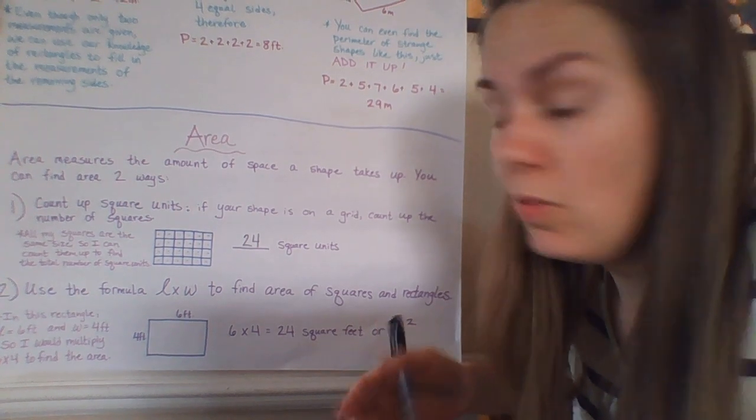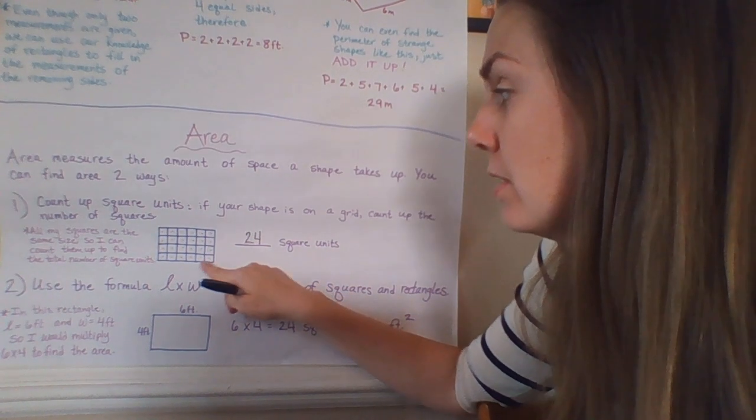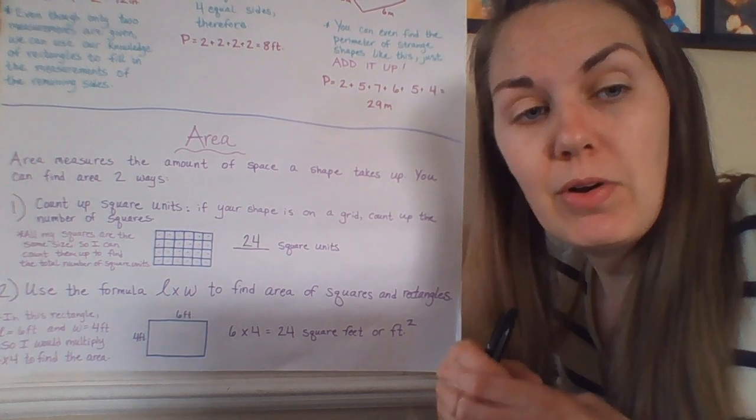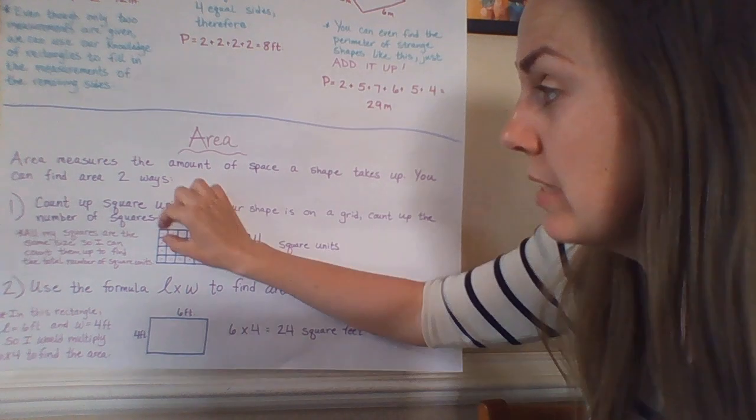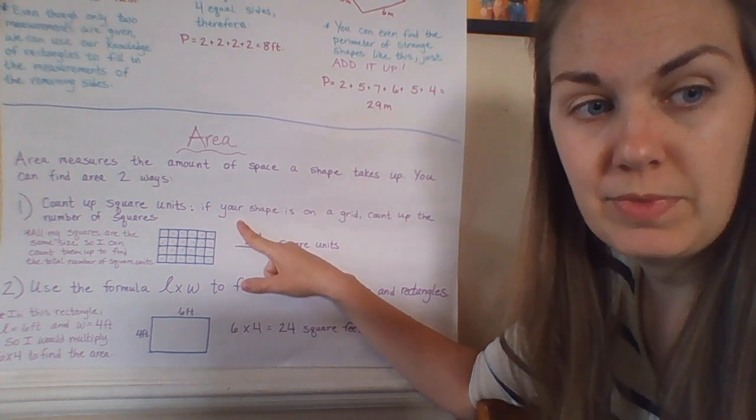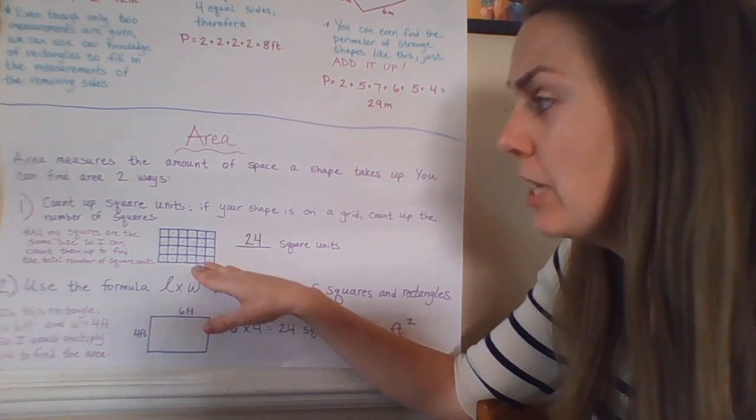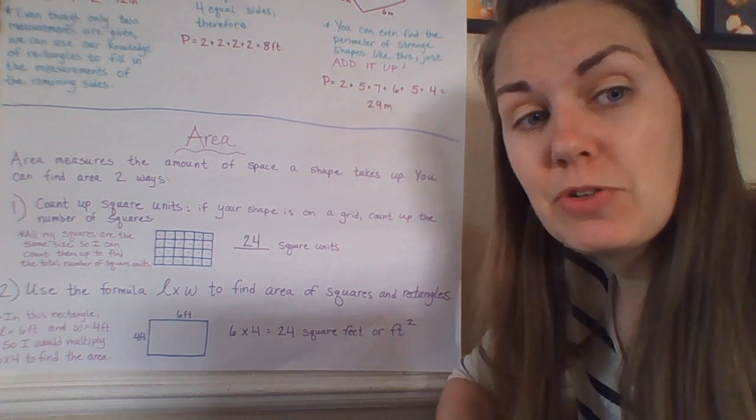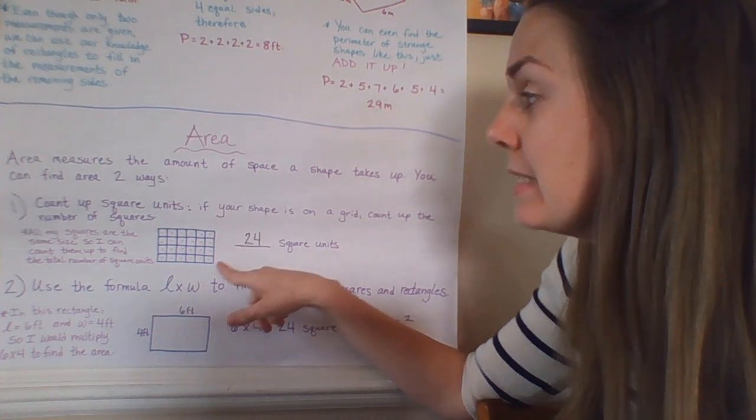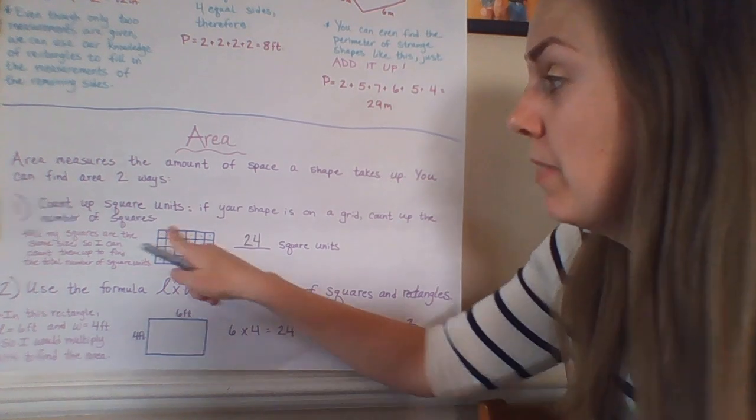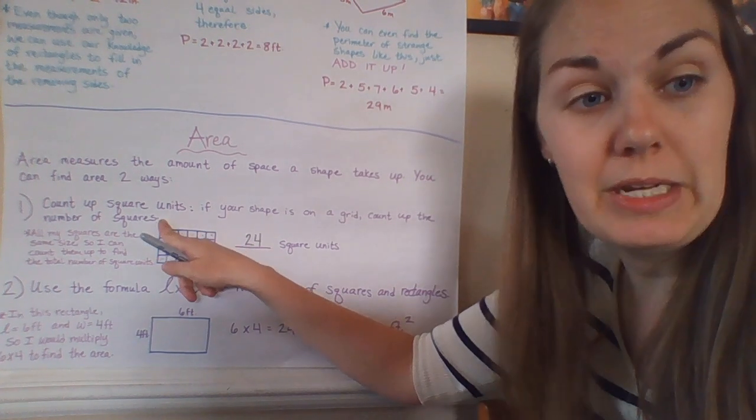But we do know that there's a certain number of units and they're all the same size and they're all squares. So each square is taking up a little piece of this rectangle. So that's the first way. If your shape is on a grid, you can just count up the squares. It gets a little bit trickier. You can count up squares easily if your shape happens to be a shape that squares would naturally fall into.